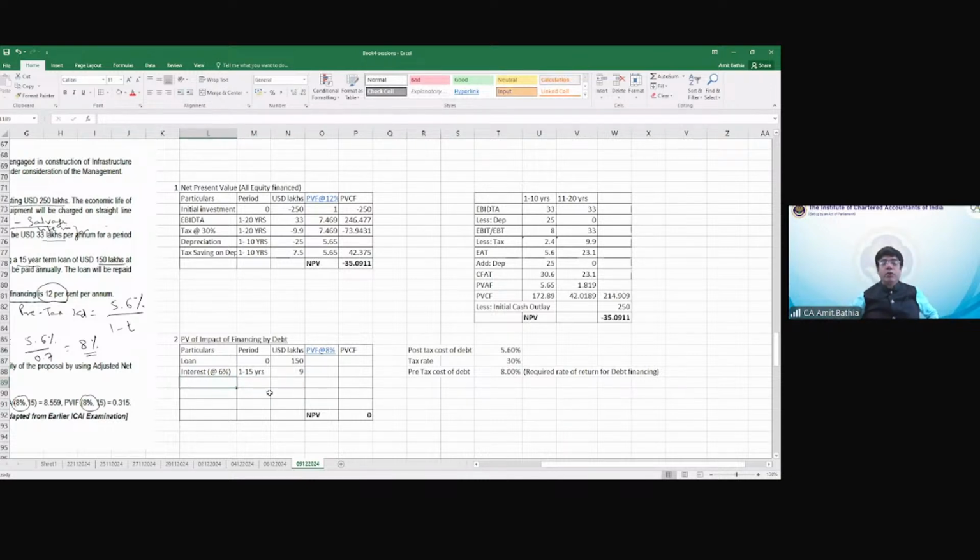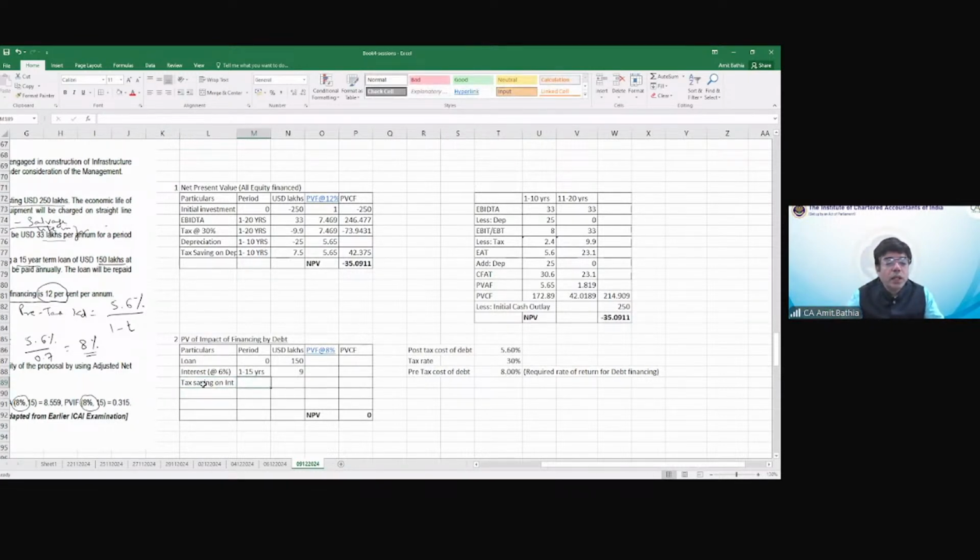Please do not get confused between the 6% and 8%. The 6% is the rate of interest which Nepali government is charging you on the loan. 8% is the required rate of return for your client over here, right? What's the name of the client over here? TL Limited, right? So TL Limited has this required rate of return from loan. All right. Next is I'm going to have tax saving on interest, right?